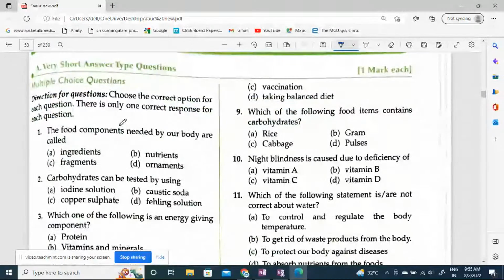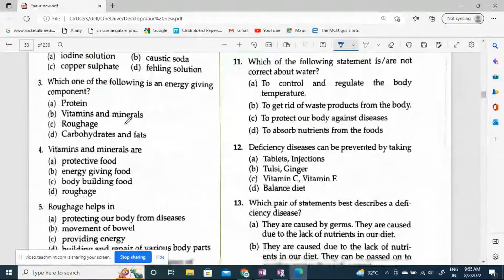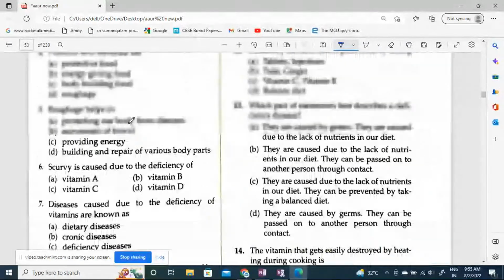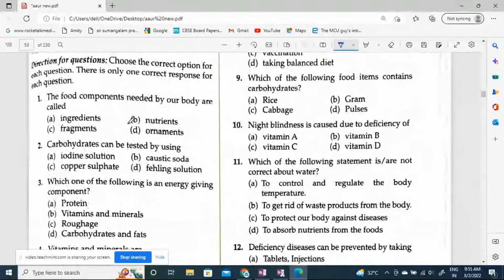So listen. Food components in our body are called nutrients. After the lecture, just click all the pictures. When you have completed all the answers, you send them to me properly. Now, tell me the answer. Nutrients. Second, that one is carbohydrates. Iodine, for starch. Benedict is not given, so it will be iodine.